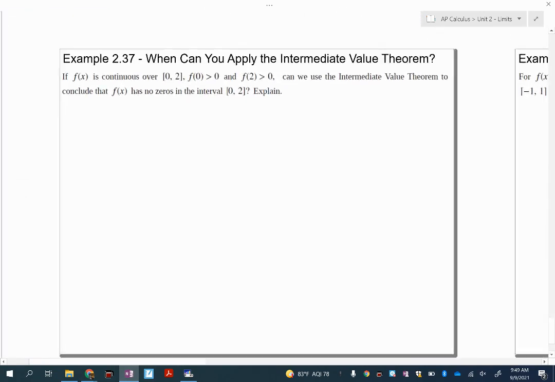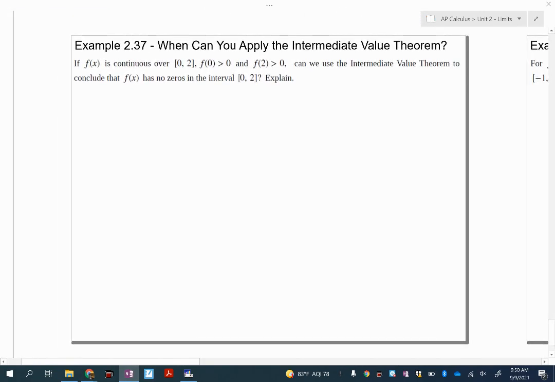Okay, let's keep going. If f of x is continuous over 0, 2, and f of 0 is positive and f of 2 is positive, can we use the intermediate value theorem to conclude that f of x has no zeros in the interval 0 to 2? This is an interesting thing, because in the last problem we had one negative and one positive, so we must have a 0. Now, they're trying to get you to think, well, if they're both positive, there can't be a 0, but there could be. We can't actually use the intermediate value theorem to conclude that this function has no zeros in this interval. We can only use it to talk about finding a point that's in between, okay?